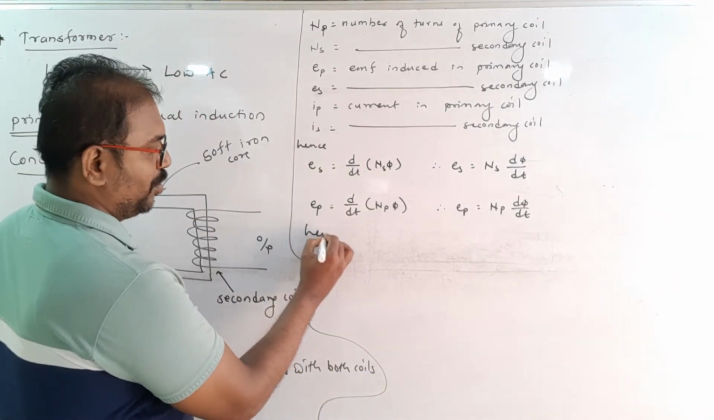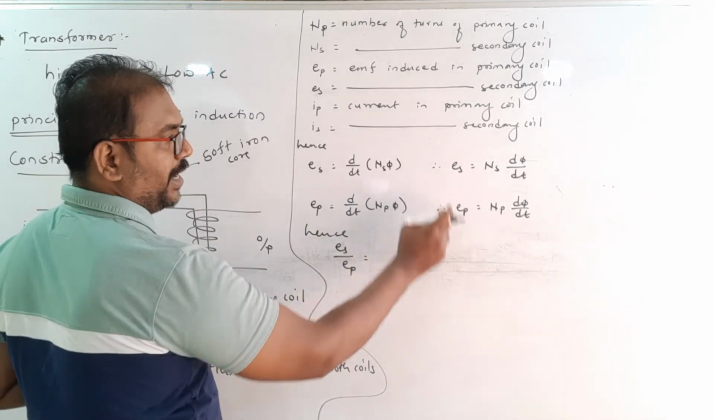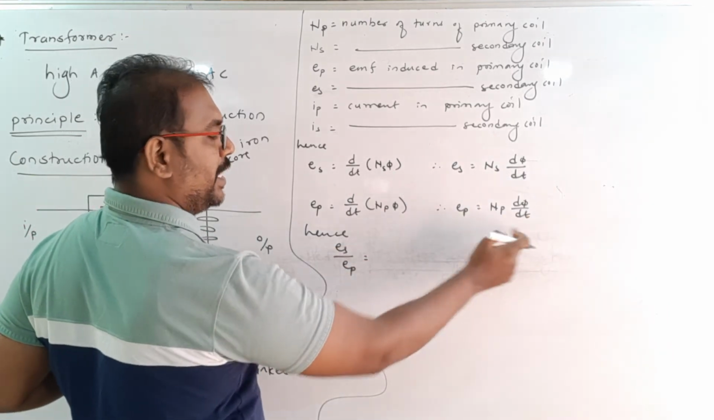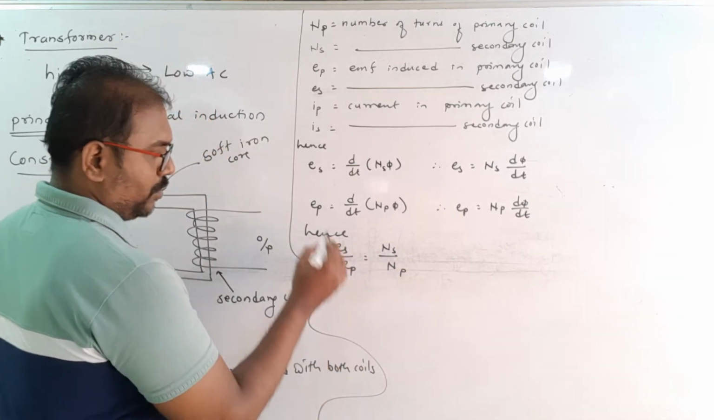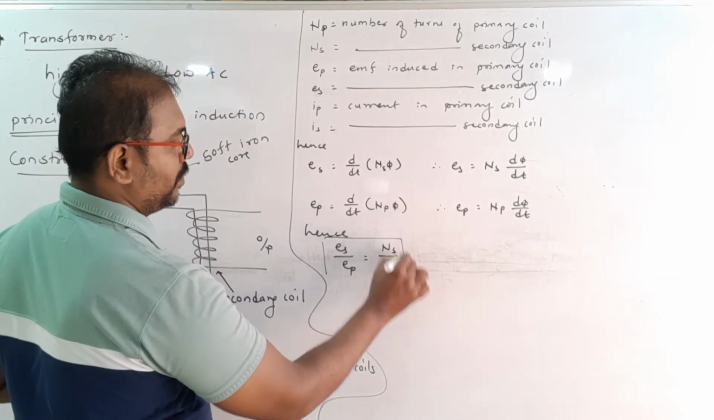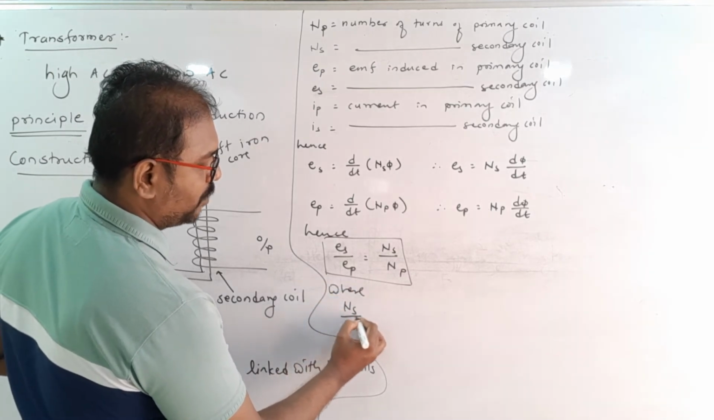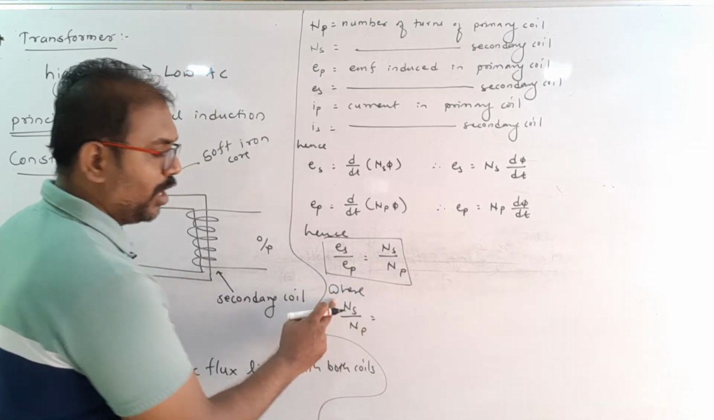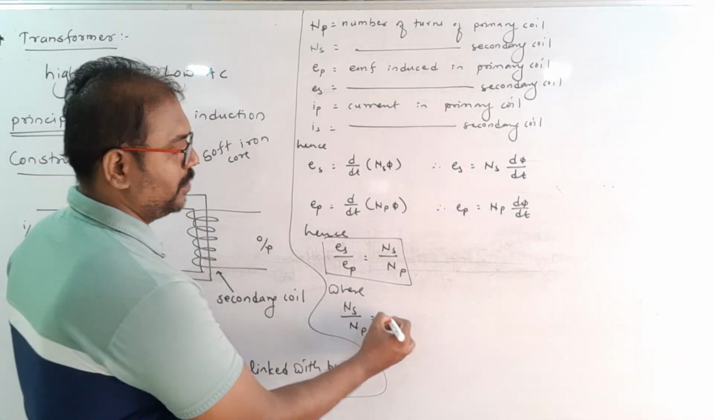Let me take the division of these two. Hence ES divided by EP. The d phi by dt gets cancelled and we get NS by NP. So this is the formula we get, where NS by NP, the number of turns of secondary divided by the number of turns of primary, is called the turns ratio.